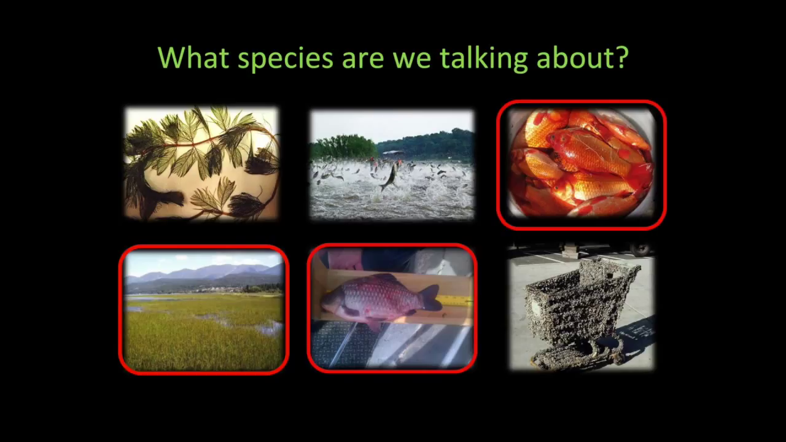Prussian carp is the middle. That one is in Alberta, spreading very rapidly around Alberta. It was likely introduced intentionally as a potential food source or fishing opportunity. I'll get into that in a bit more detail.